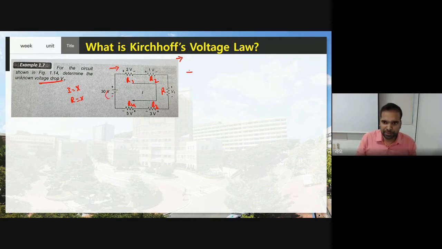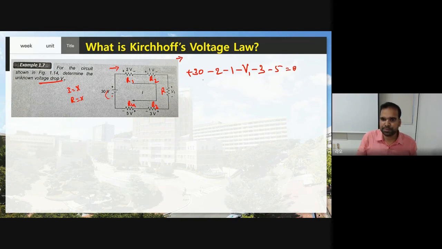So I need to write plus. What is the voltage drop at this particular branch? 30. And here plus to minus. What is the voltage drop at R1? 2. Plus to minus. What is the voltage drop at R2? 1 volt. And here plus to minus. What is the voltage drop? They didn't give, so we have to consider this is V1. And plus to minus, this is voltage drop 3. And here plus to minus 5.